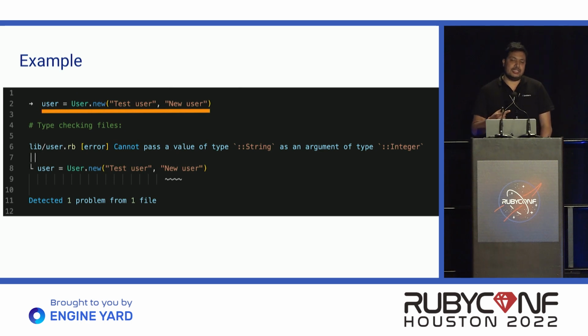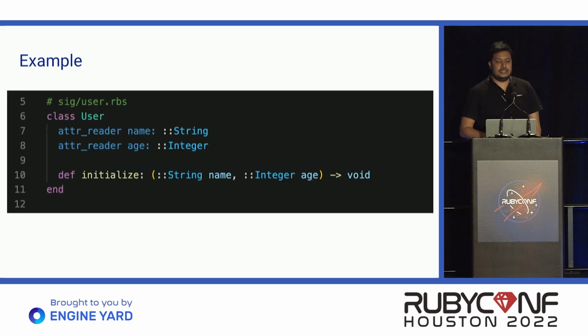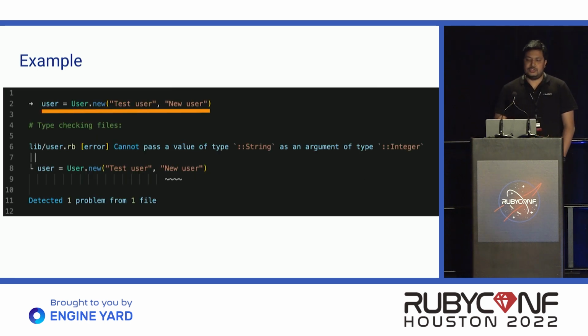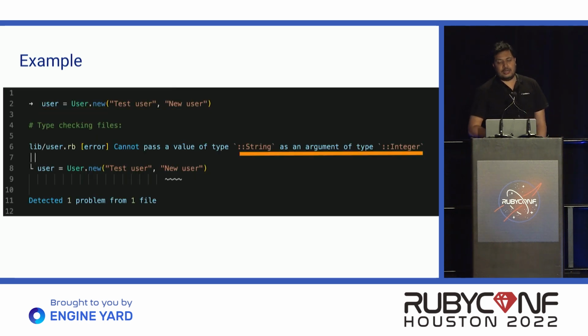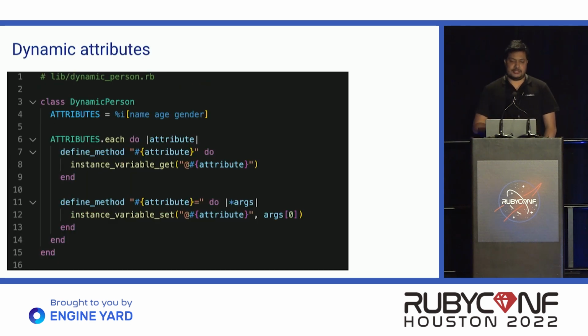Okay, so let's take the example over here. What I have done is that I have tried to instantiate this User class with two arguments, and both of them are strings, right? And if you see on the previous slide, we have one string and one integer, right? So this is going to give me an error. The error says the string type is not accepted because the argument type is integer. So these kinds of errors we can catch very early when we annotate our code with RBS.